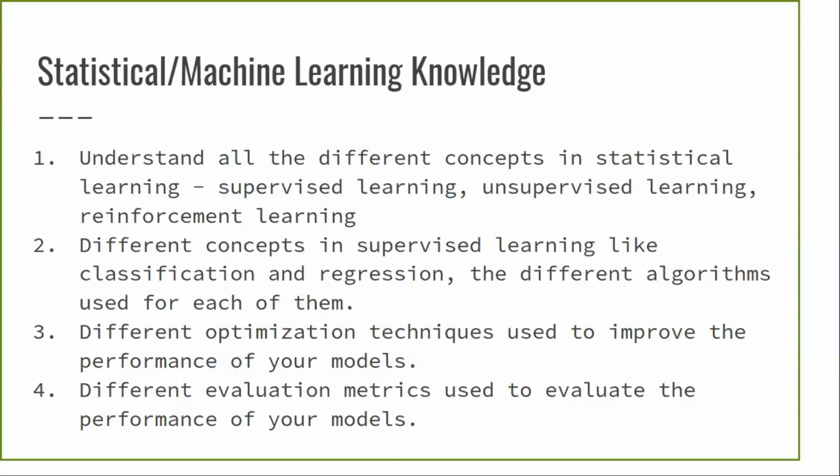So what are the different optimization techniques? It could be gradient descent or stochastic gradient descent or any other technique that you use to optimize your algorithms. Evaluation metrics could be your accuracy, your precision, your recall, or your AUC ROC curve, or your false positive rates or your true positive rates. So these are different kinds of evaluation metrics that you could use to see the performance of your models.